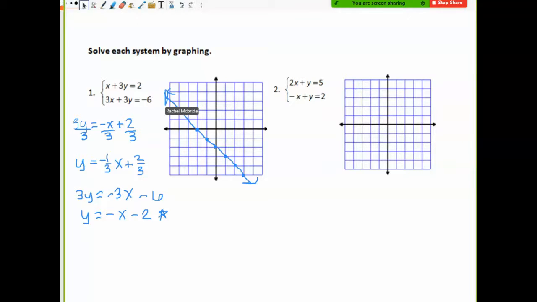If we graph the first equation, because it has a y-intercept of 2/3, I might try to plug in a number or try to find a different value. So this is called my y-intercept. So maybe I want to go about finding the x-intercept.